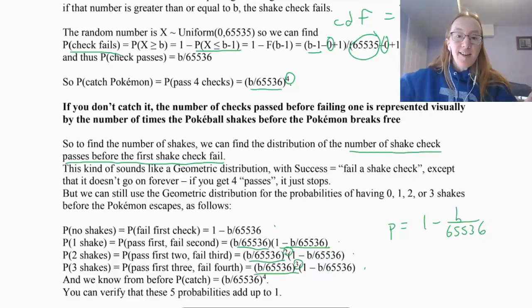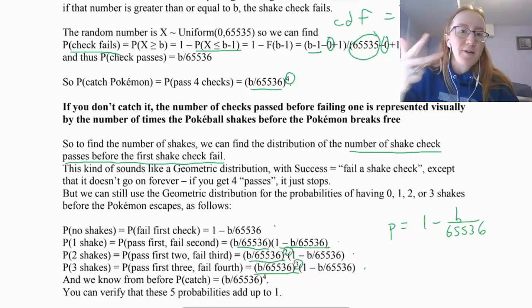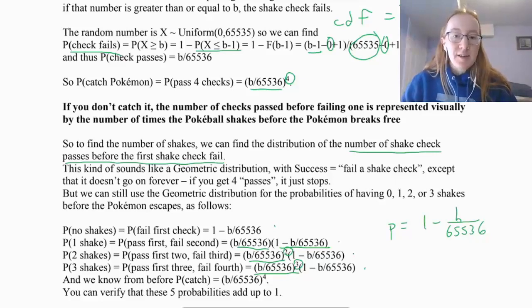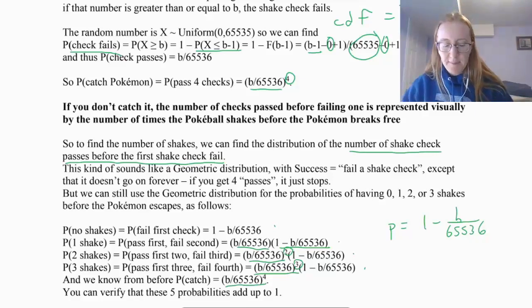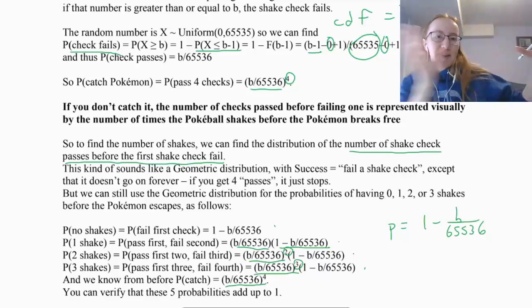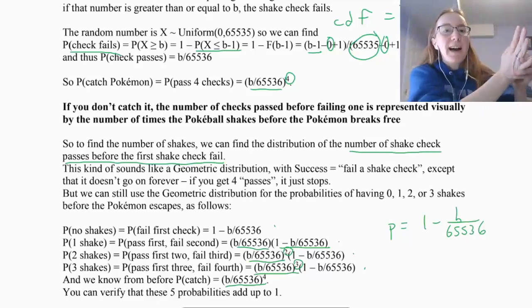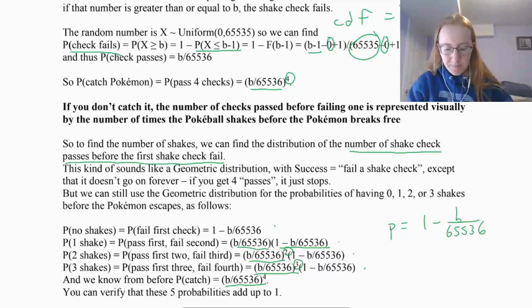Okay, so we've got our probabilities here for our geometric series so far, but then we know from before that the probability of catching it, which is what would happen if we don't shake 0, 1, 2, or 3 times, that's just b over 65536 all raised to the power of 4. So this last probability here is the probability of catching the Pokemon. And you can double check, please do, if you want, that those 5 probabilities add up to 1, which is kind of cool. So it started off like a geometric, and then we took everything from 4 passes and up and grouped that together as you catch the Pokemon.